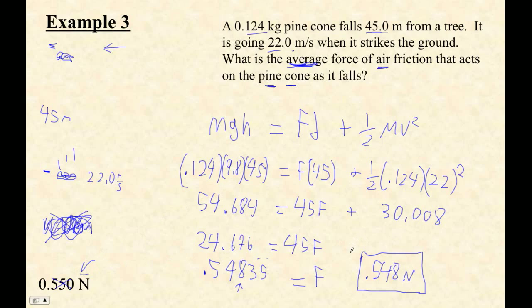Come to class ready to try these problems. They're like the best problems.